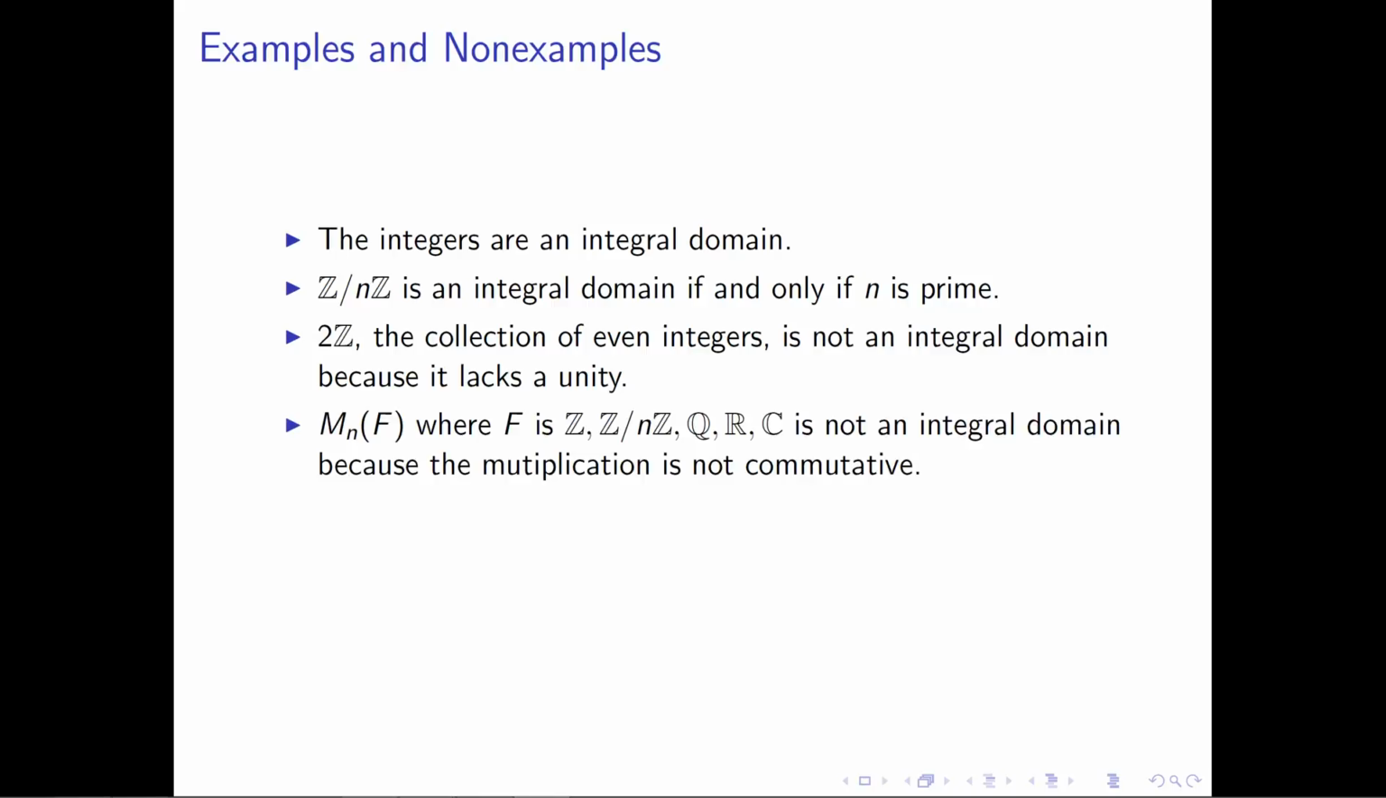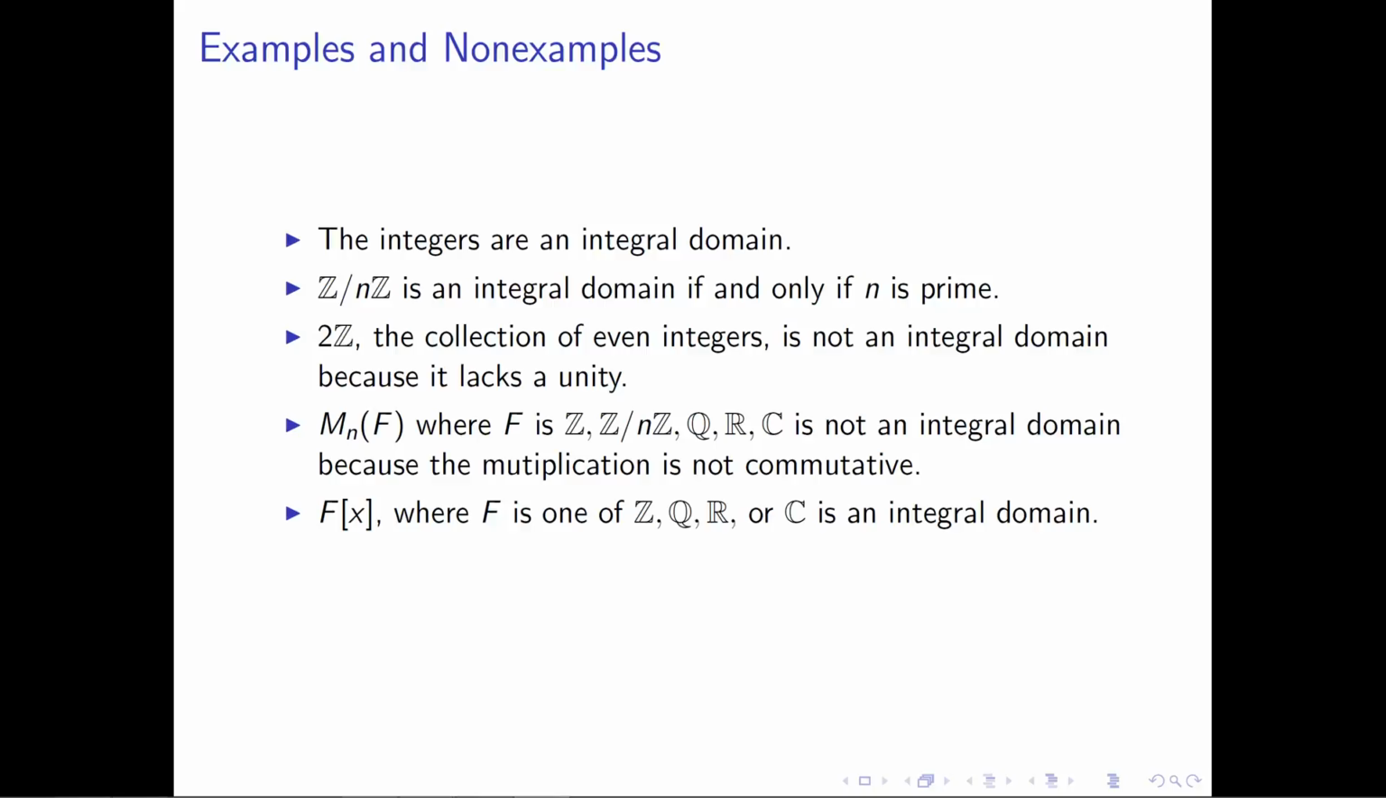The set of n by n matrices with entries in F, where F is either the integers mod n, rationals, reals, or complex numbers, is not an integral domain, similarly, because the multiplication operation in general is not commutative. So matrix rings, which are really great examples of rings for the fact that they're non-commutative, are enough to disqualify them from being domains, so we're going to have to look into different types of rings for our interesting examples of things that are integral domains.